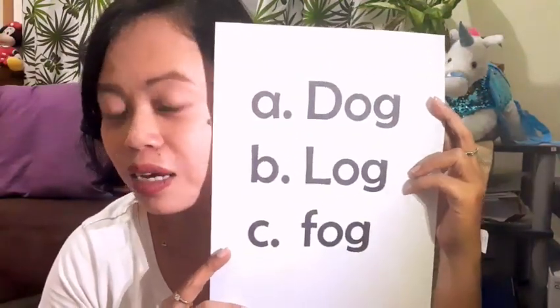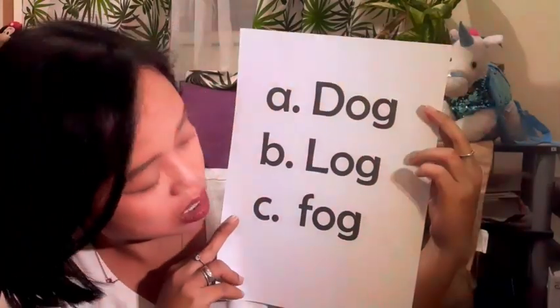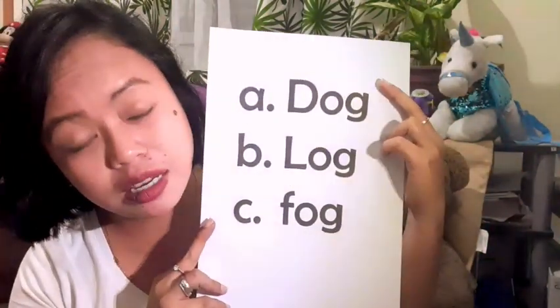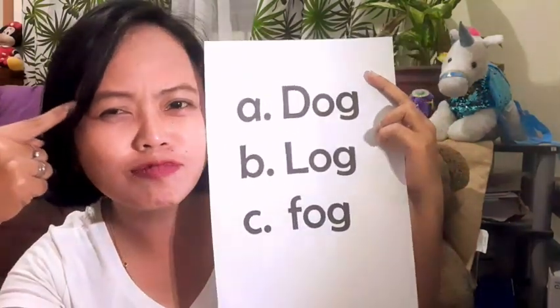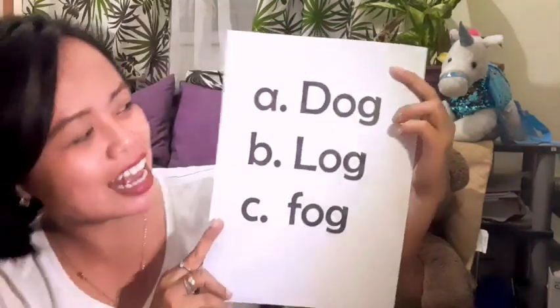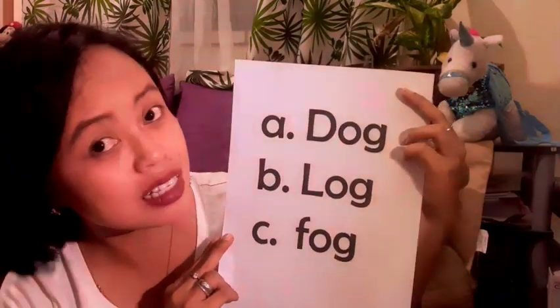How about this one, this little cute thing here? Roar, roar. Okay. Man's best friend. What is this? For letter A, dog. B, log. C, fog. A, B, or C? What's the answer? Very good! The answer is letter A, dog. And dog spells as D-O-G.